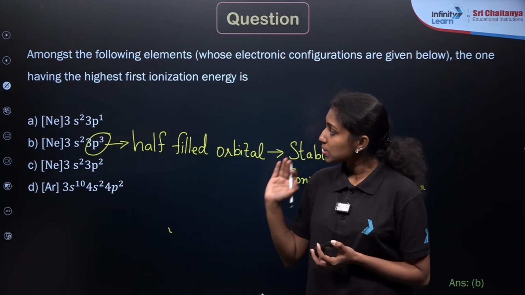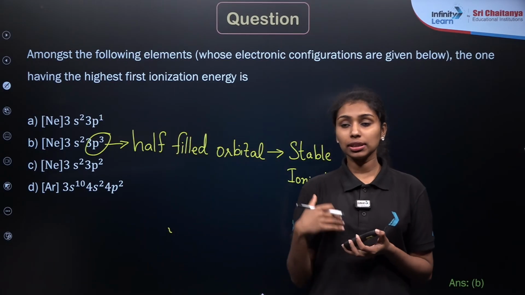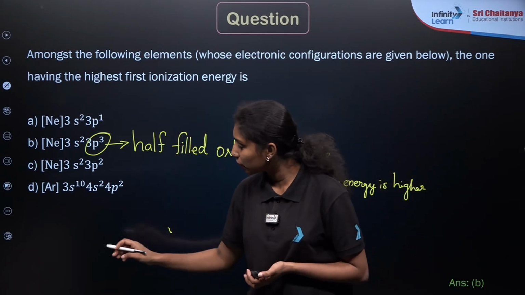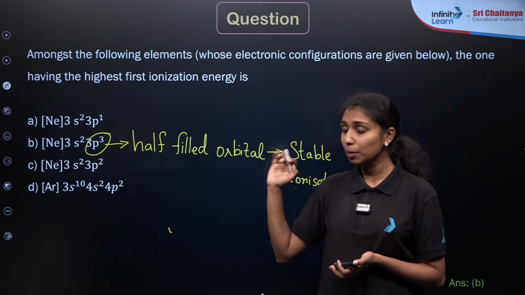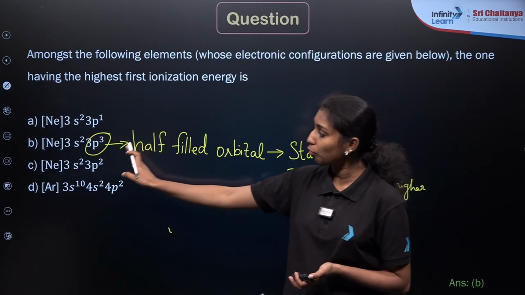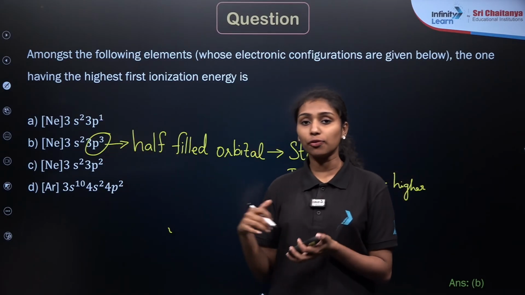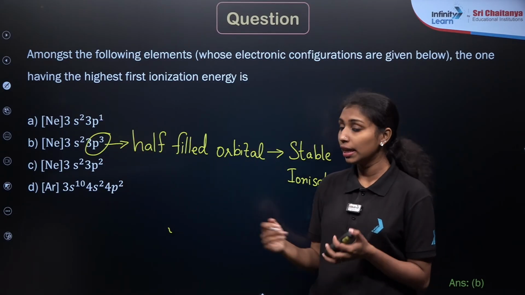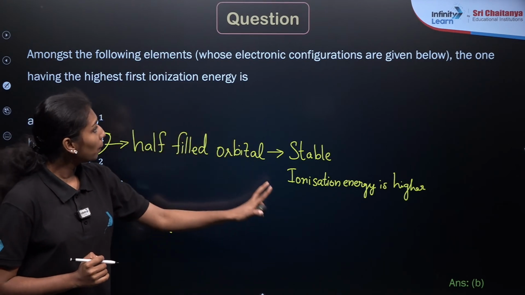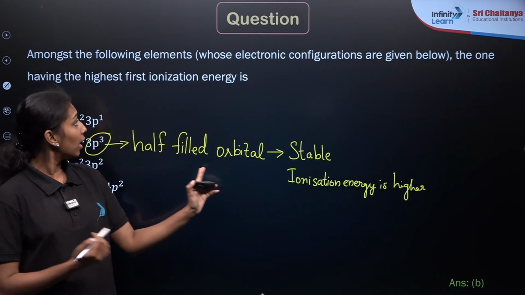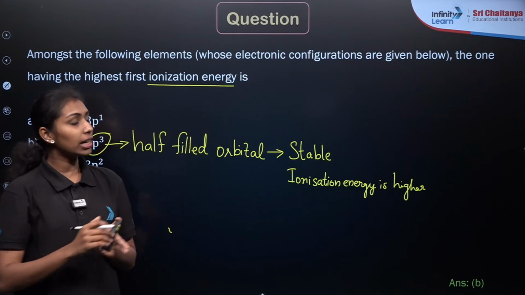If you are getting this type of question, you need to consider the half-filled or completely filled orbital. Here in the case of P, it is 3p3. P3 means half-filled orbital, that will be more stable. If you want to remove one electron from the 3p3 orbital, it is very difficult to remove, because it is a stable configuration. We need more energy to remove those electrons. That is why this element is having the highest ionization enthalpy or highest ionization energy.